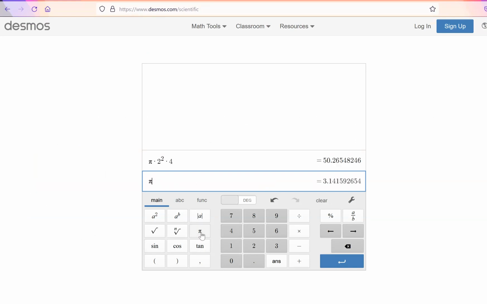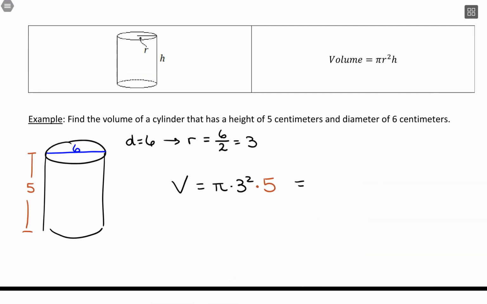So pi r squared times the height, 141.37. And we'll take that as centimeters, with our units cubed.